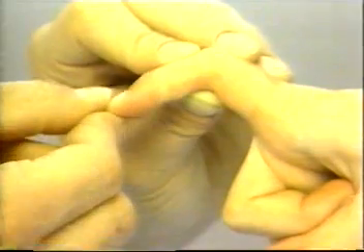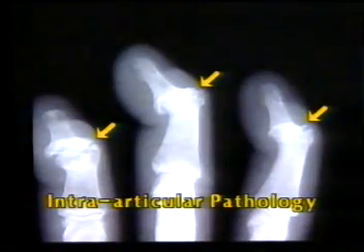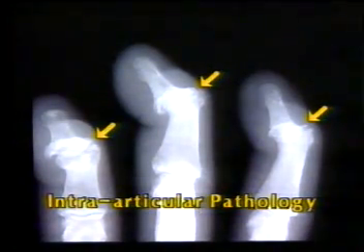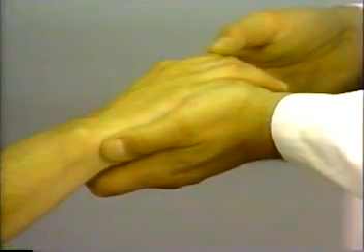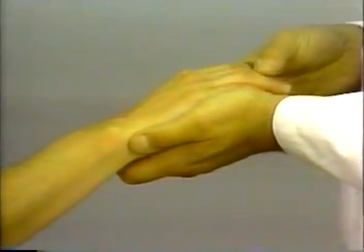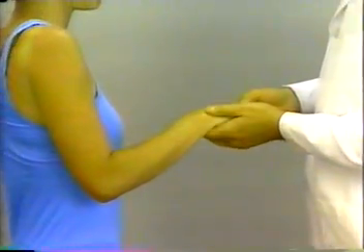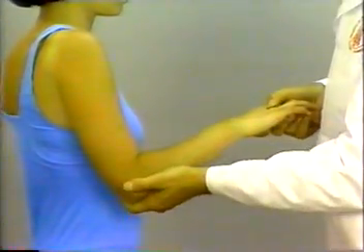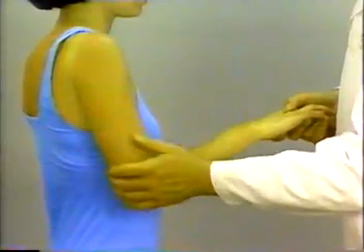While performing all of these tests, the examiner must remember that joint capsule contractures or intra-articular pathology may also limit motion. This concludes the detailed examination of the hand and wrist region, but the physician is reminded that an examination of related areas such as the elbow, shoulder, and cervical spine must also be carried out.